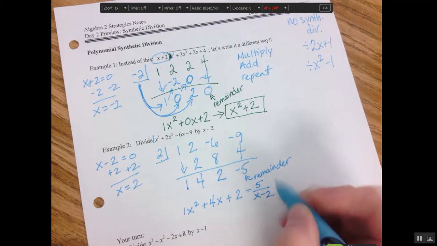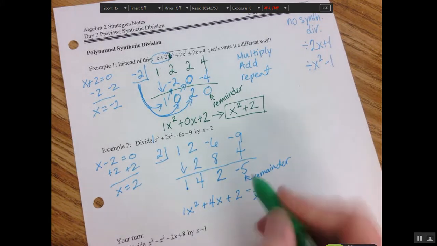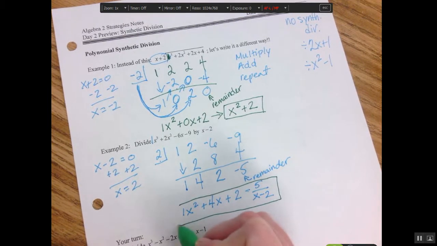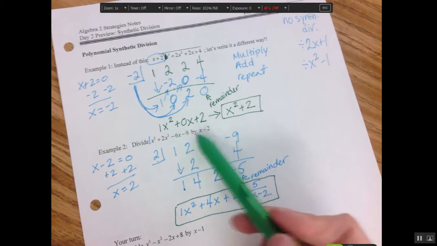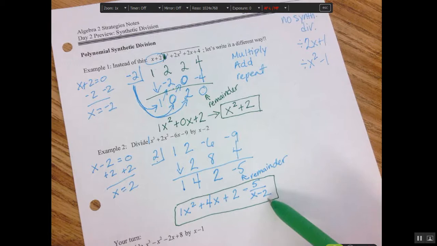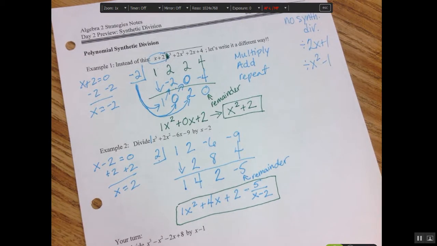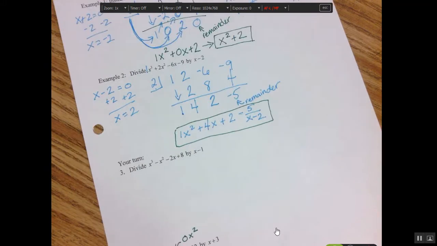Yeah, that's right. But I want to explain that to people who maybe didn't get that far. So if you have a remainder like -5, you put it over the divisor. So this is your divisor, so remainder over divisor. But it becomes a positive.